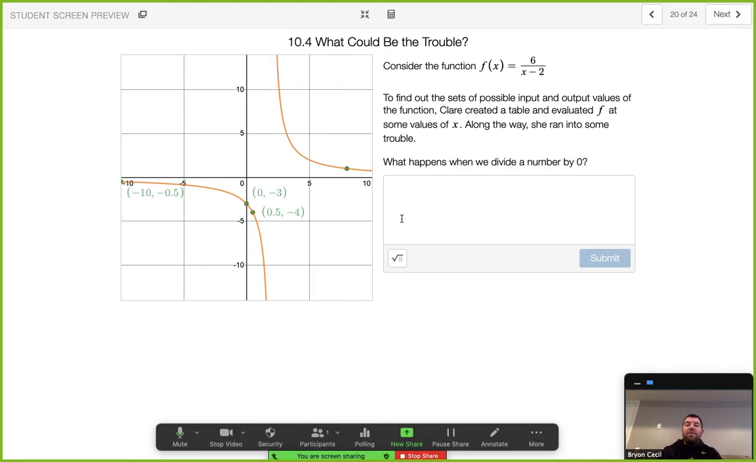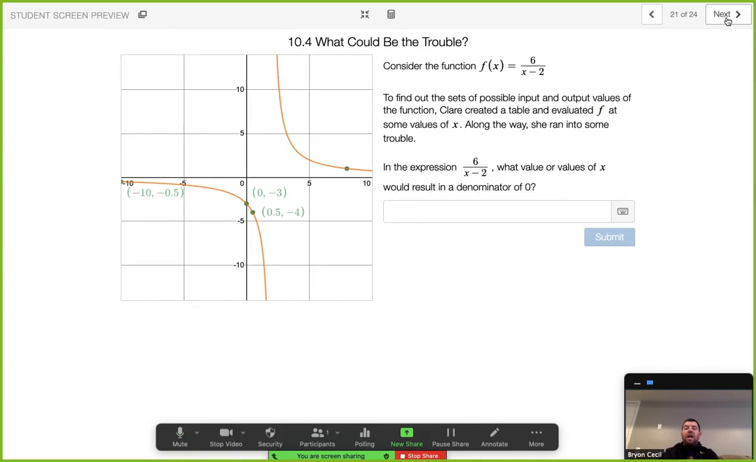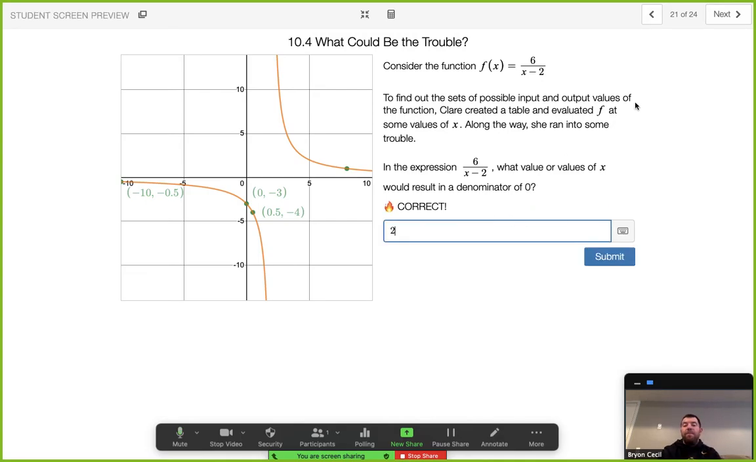What happens when we divide a number by 0? Well, the thing is, we can't divide a number by 0. It is undefined. And in the expression 6 over x minus 2, what value of x would result in the denominator being 0? Okay, so basically we would say what minus 2 gives us 0? That would be a 2, okay?